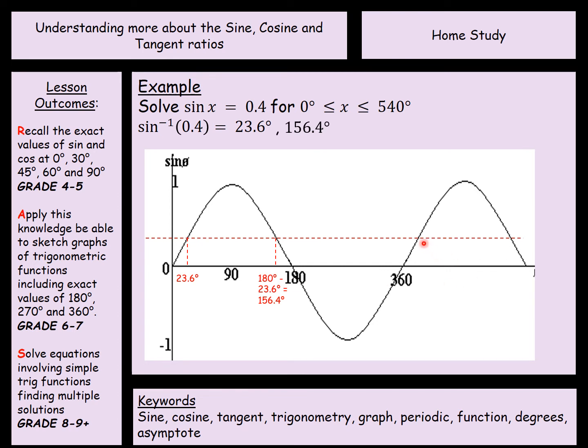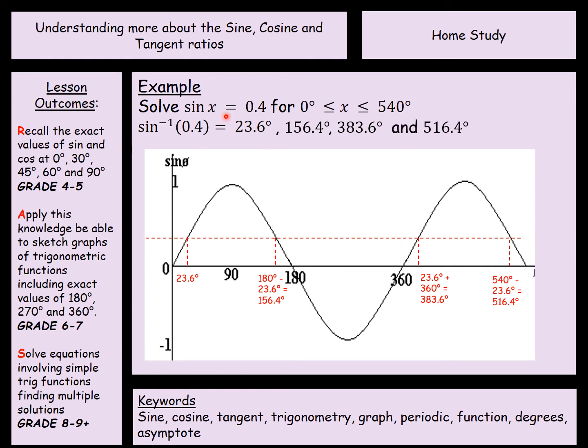Now this value up here is 360 and adding on that same distance again. So 360 plus 23.6, which gives me my next answer. And then my final answer was 540. Again, we've got that same distance, we're coming back. So 540 minus 23.6, which gives me my final value.